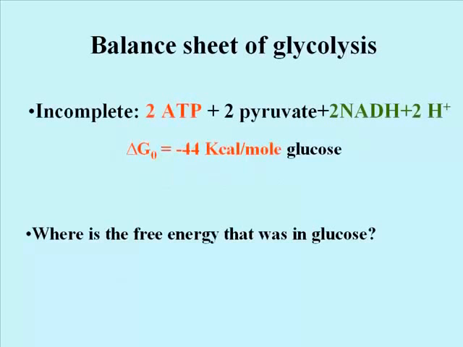Here's a balance sheet for glycolysis of a mole of glucose to 2 moles of pyruvate. We have consumed 2 molecules of ATP, but we synthesized 4. That's a net of 2 ATPs produced. The 2 ATPs account for a capture of approximately 15 kilocalories of the free energy once in glucose. We end up with 2 molecules of pyruvate, as well as 2 molecules of NADH, along with 2 protons.